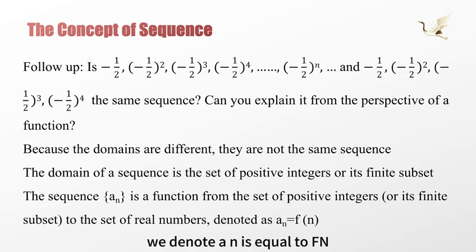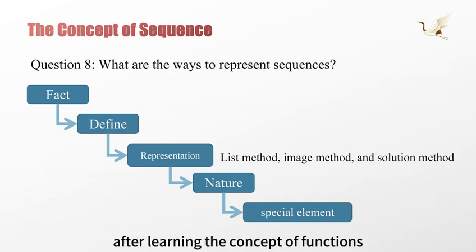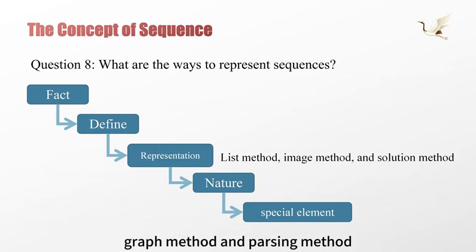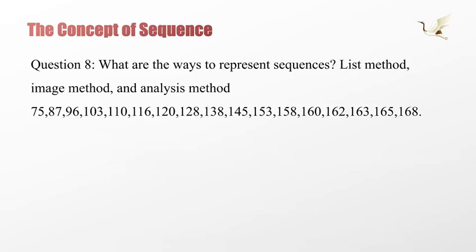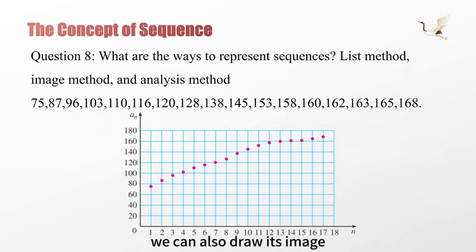We denote an equal to f(n). When we study functions, after learning the concept of functions, we also learn the representation methods of functions, including the list method, graph method, and analytic method. As a special function, the sequence should also have these three methods. For example, this sequence. We can use such a table to represent it. We can also draw its image.